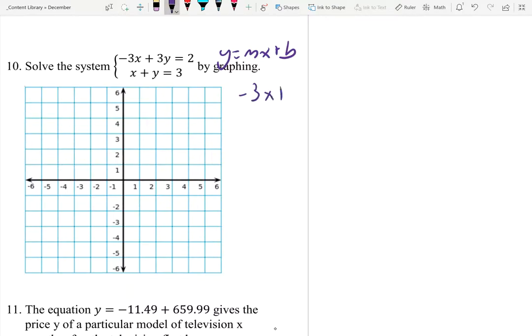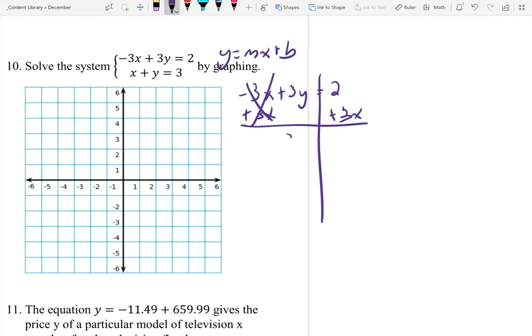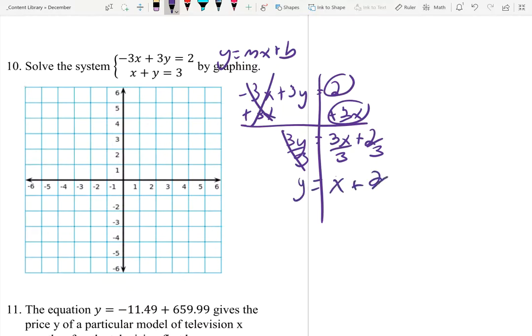So -3x plus 3y equals 2. So let's do this. We're going to add 3x first to move the 3x term over. So that's now going to be 3y equal to 3x plus 2. So remember, it's just 3x over here and 2 over here. So that's why you see the 3x and the 2, right? 3x plus 2. Now we're going to just divide by 3 to cancel this 3 out. That leaves us with y equal to 1x plus 2/3.